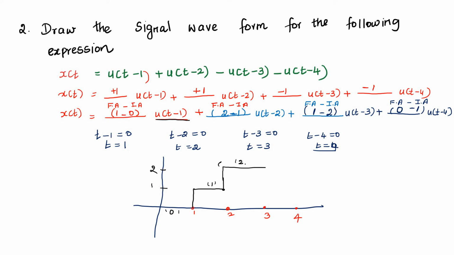step signal. Okay. And then for u of t minus 3. What is the final amplitude? Final amplitude is 1. And what will be the initial amplitude? And next you have t minus 4. What is the final amplitude? Final amplitude is 0. So this is the 0 value and initial amplitude is. So this is the waveform obtained for the second problem.